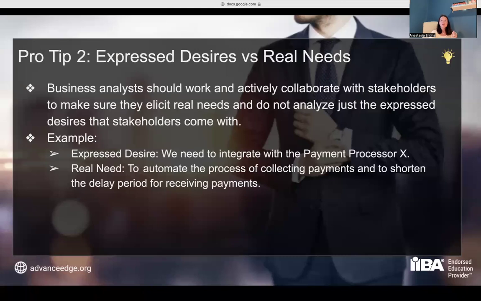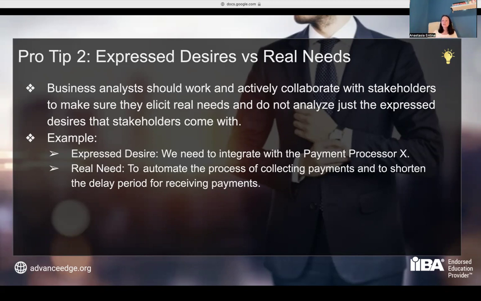Tip 2, expressed desires versus real needs. Sometimes we might have stakeholders who tell us their expressed desires instead of the real business need. And business analysts should be able to first listen attentively to their stakeholders, recognize when they are talking about their expressed desires instead of real needs, and react appropriately, asking more questions to get to those real needs rather than staying on the level where we discuss those expressed desires, right?